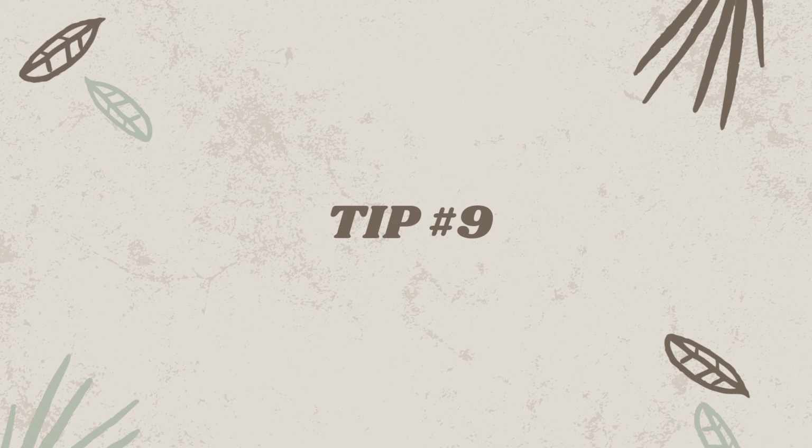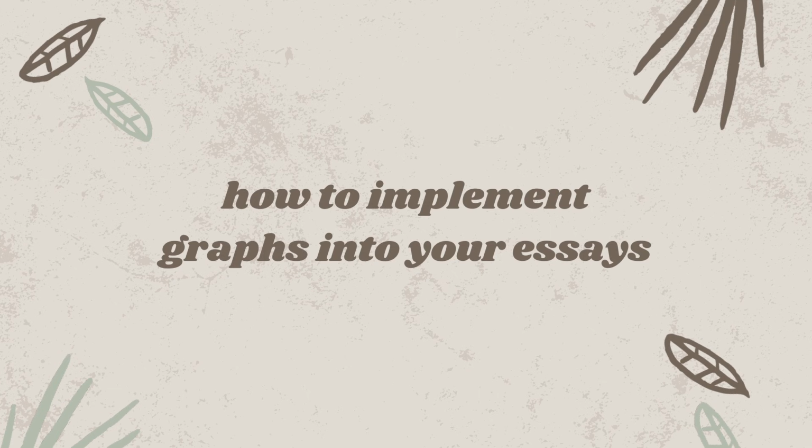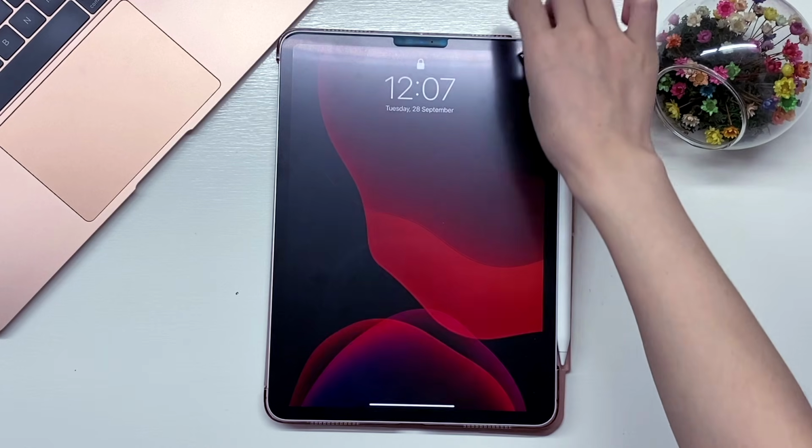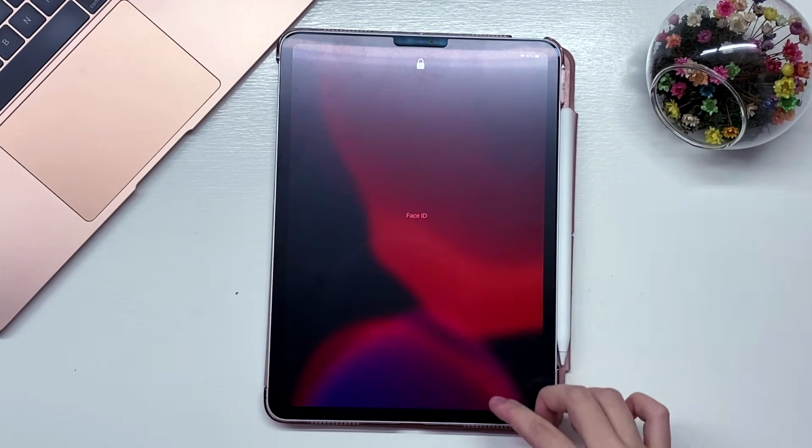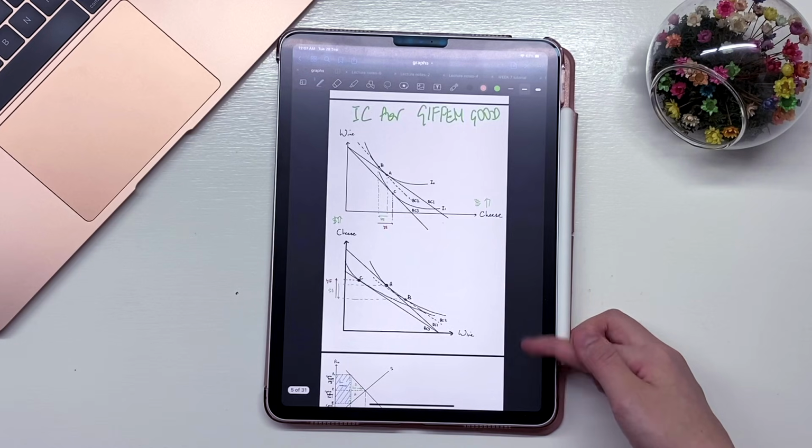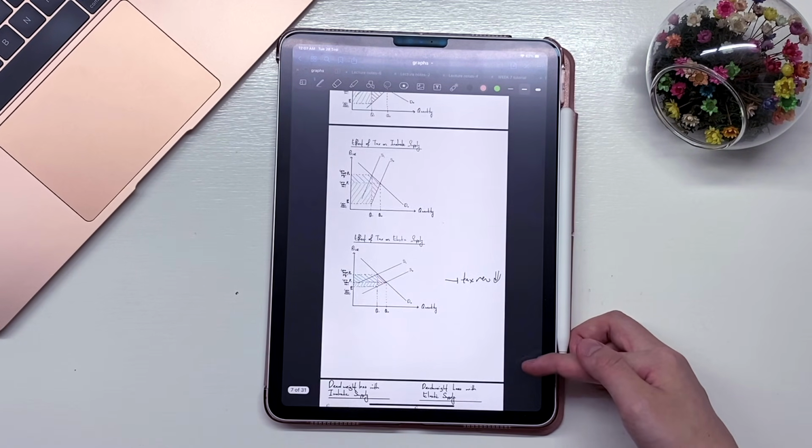Tip number 9, how to correctly and accurately implement graphs into your essays. For my final exam, I managed to effortlessly draw 11 graphs in my essay, and here is how. I drew all the graphs that I know I might use on a few pieces of paper. Every time I write an essay, I will refer back to that paper and ask myself, is there a graph I can add in here?